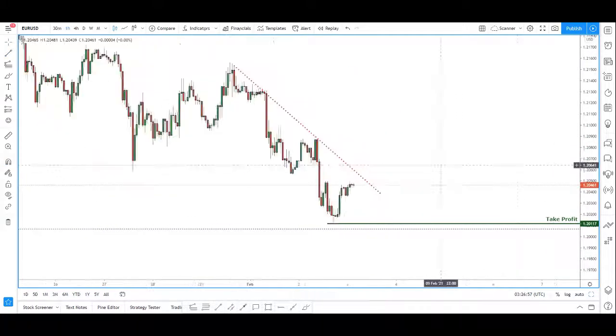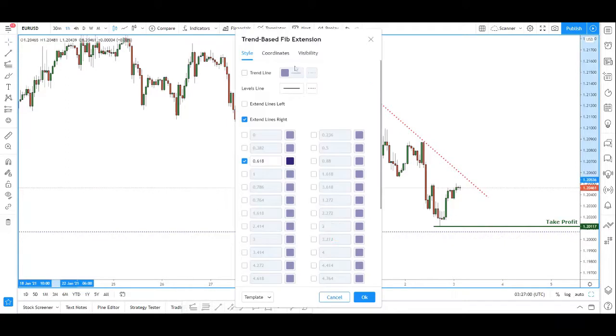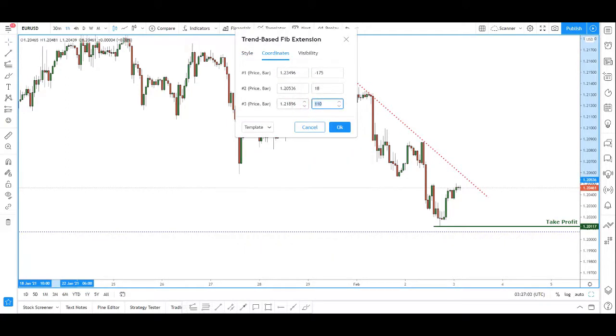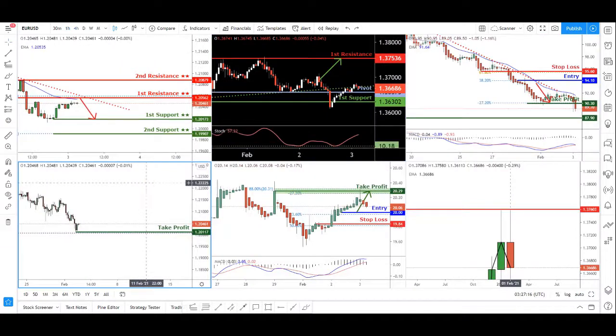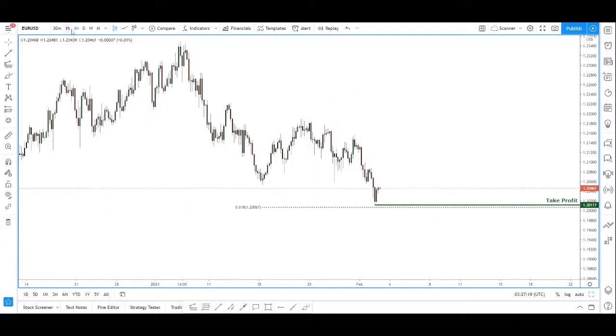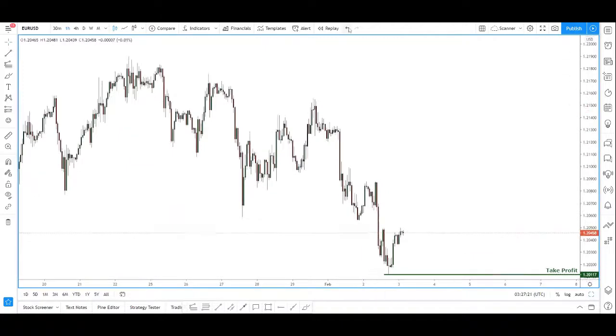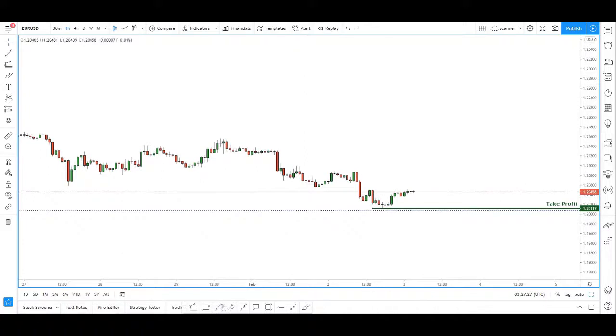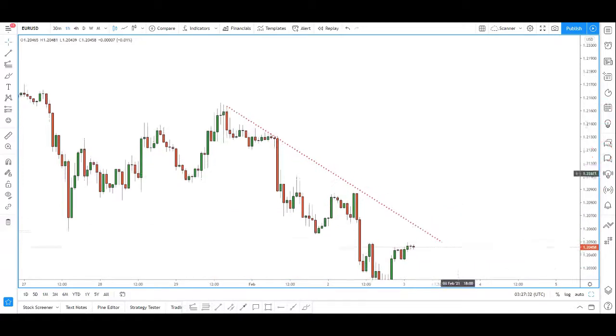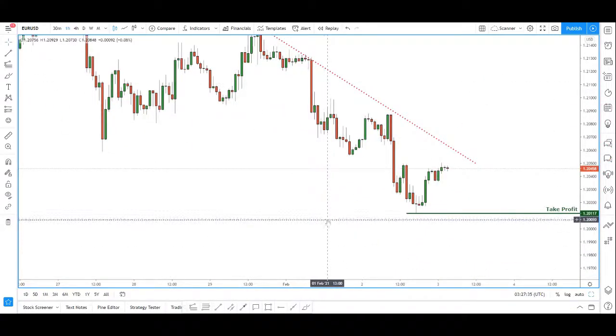Let me just zoom in so it's easier for you guys to see. Tidy up this chart as well. Give me a moment. Over here, this is the 1 hour. Want to draw the trend line. And like I said earlier, tidy up this chart.